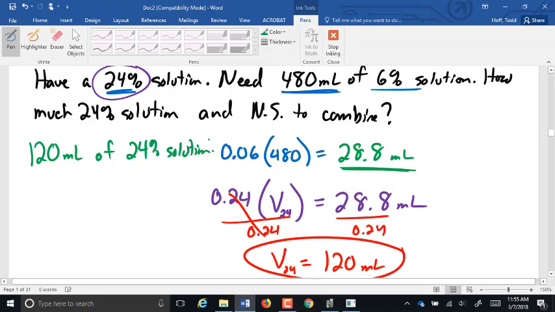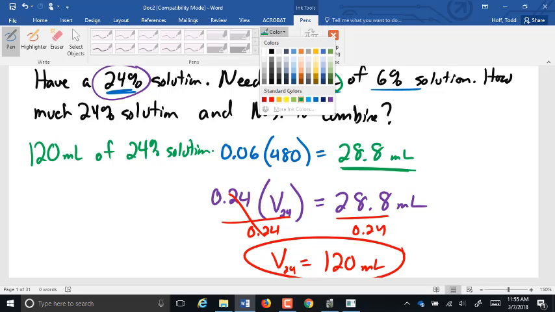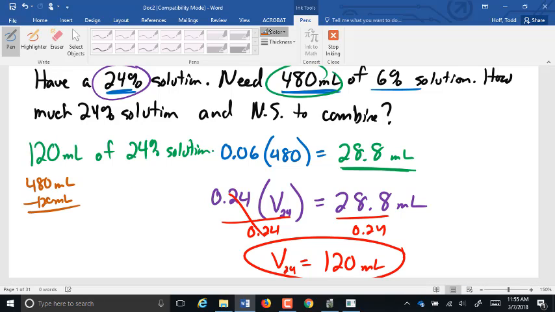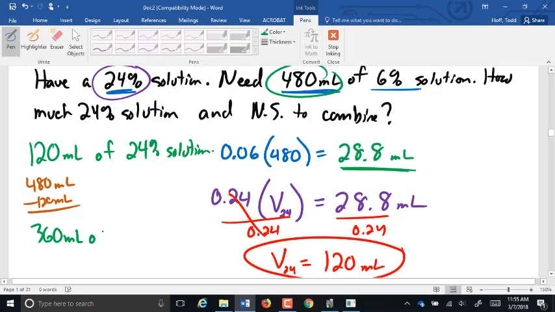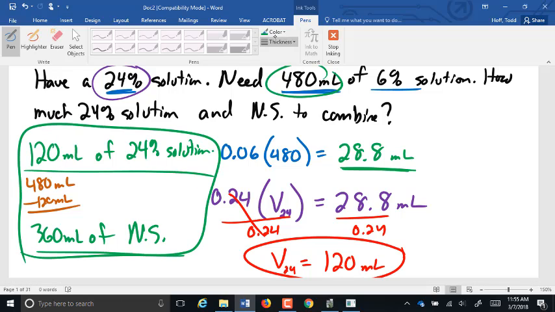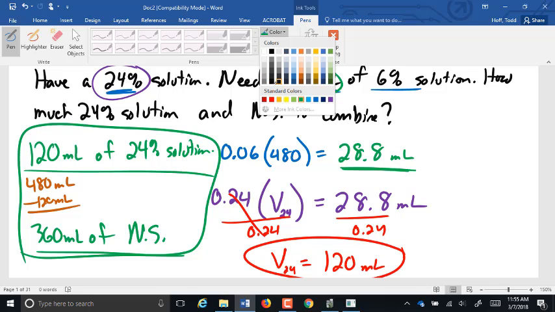Which means we need 480 minus 120, or 360 milliliters of sterile water added to that saline. So now the question is, what dilution would that be?